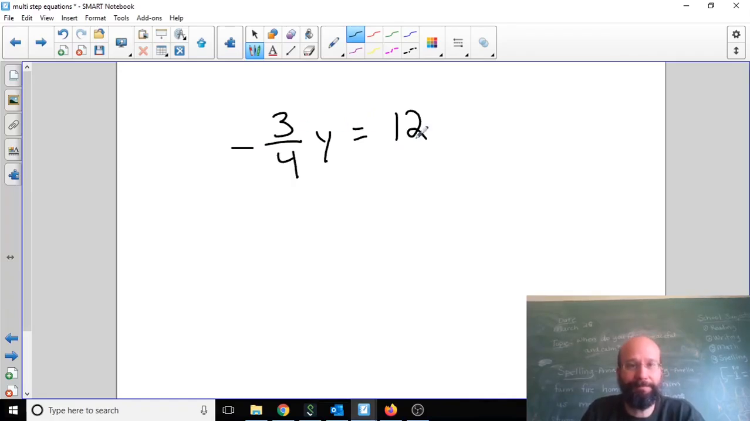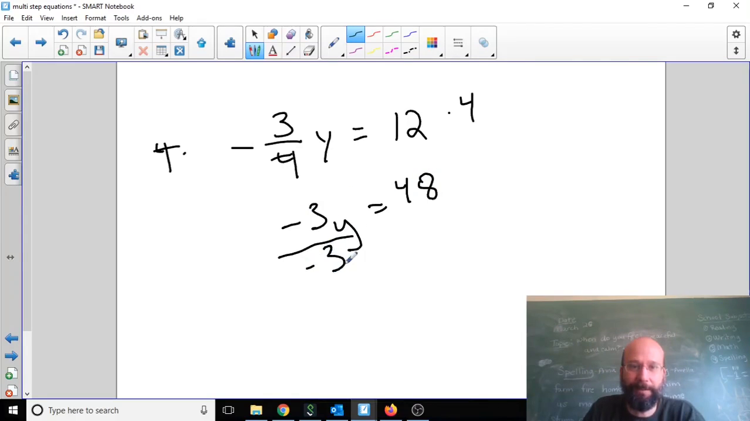But this time, the bottom number of a fraction, it's division, the opposite's multiplication. We're just going to multiply by 4. So this and this are going to cancel, and that leaves us -3. And 12 times 4 is 48. And then we're going to divide by the -3, because we want this negative out. So this becomes positive y, and this becomes -16.